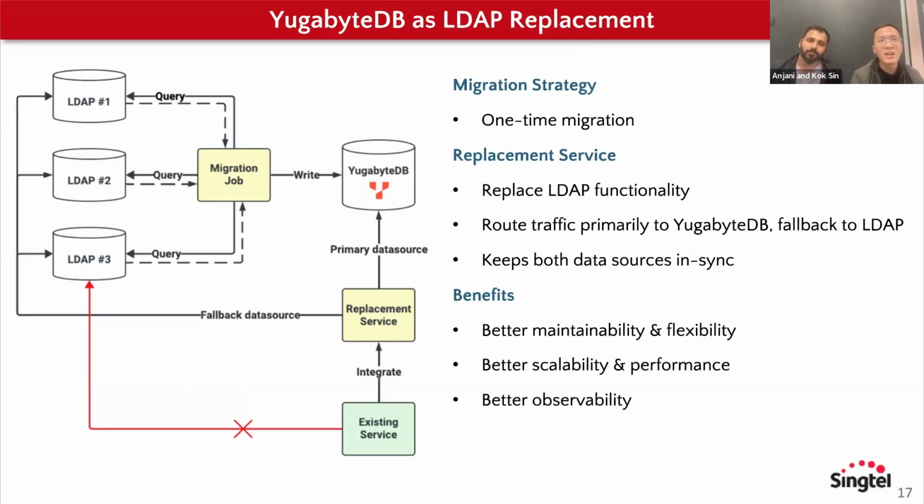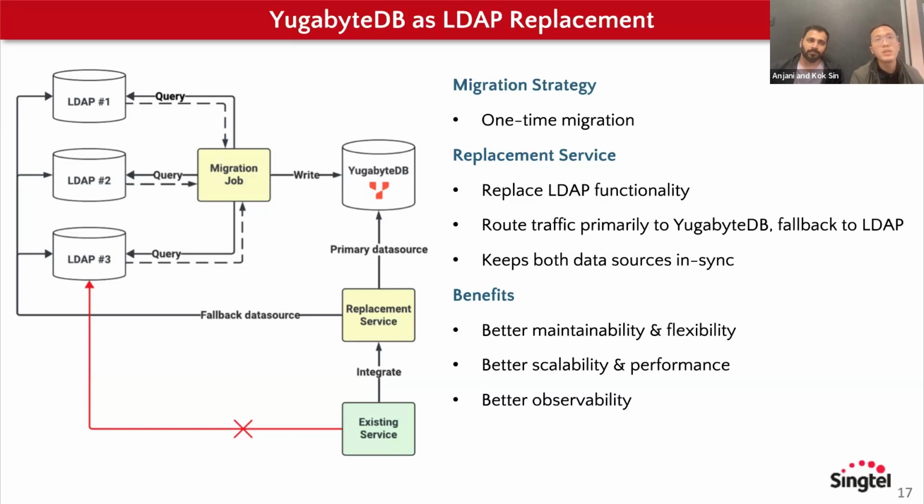Coming to this part, I would like to share how we replace our legacy LDAP with YugabyteDB. In Singtel, we face multiple issues with our legacy LDAP, as we are running out of support for it, and we find that LDAP is harder to scale, and it's a risk if we continue to maintain it. So in the end, we decided to migrate all the data from the legacy LDAP into YugabyteDB and use it as a credential store.